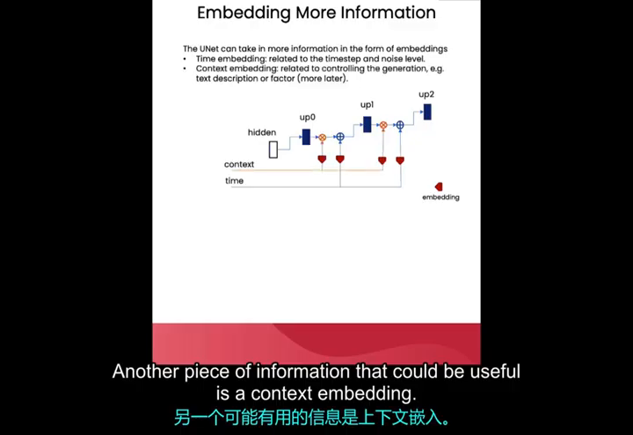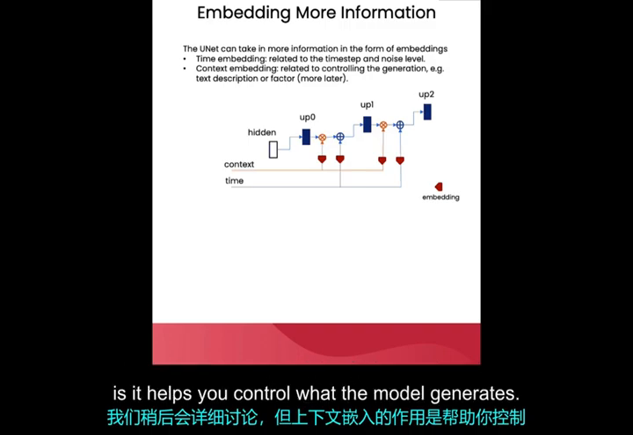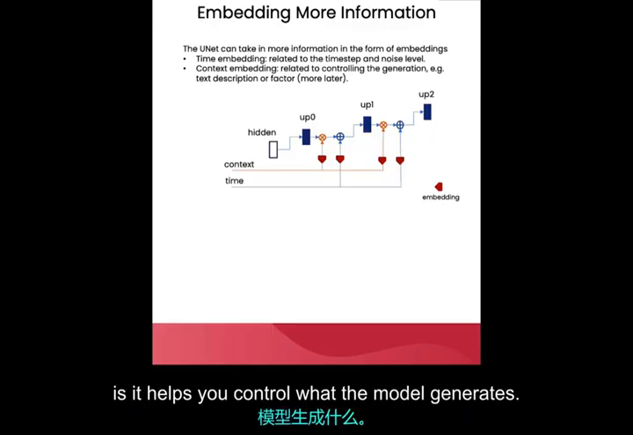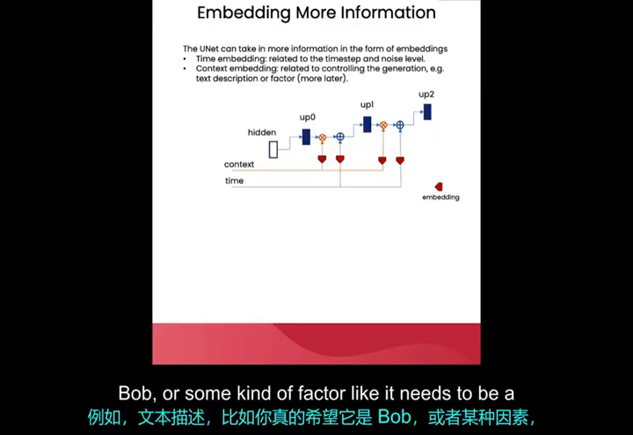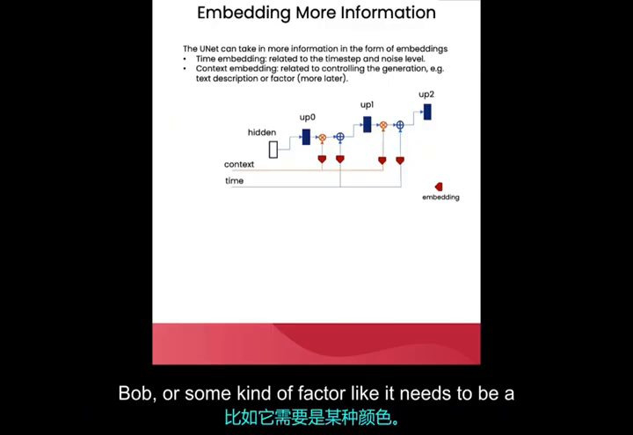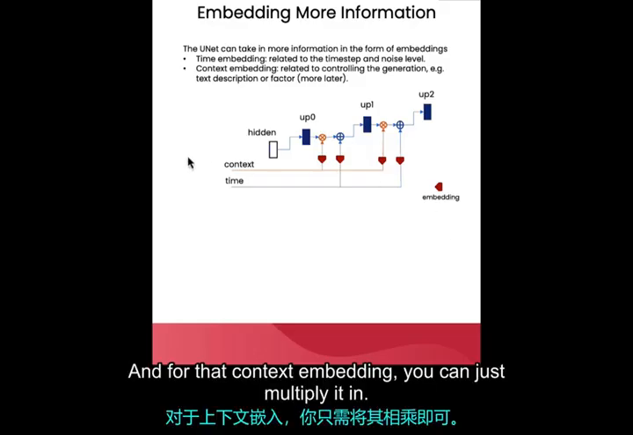Another piece of information that could be useful is a context embedding. We'll do more of this later, but all that context embedding does is help you control what the model generates. For example, a text description, like you really want it to be Bob, or some kind of factor like it needs to be a certain color. We'll discuss this a bit more later. And for that context embedding, you can just multiply it in.